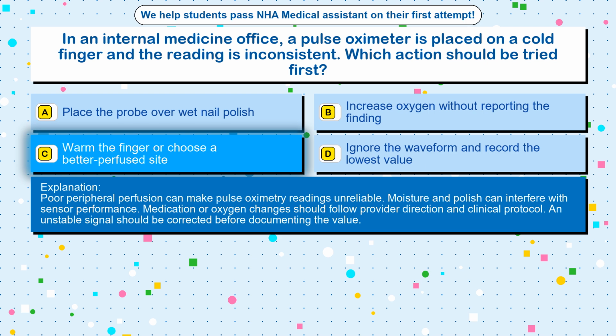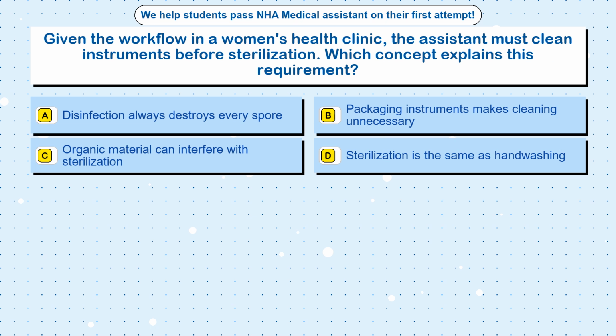Question 100. Given the workflow in a women's health clinic, the assistant must clean instruments before sterilization. Which concept explains this requirement? Option A, disinfection always destroys every spore. Option B, packaging instruments makes cleaning unnecessary. Option C, organic material can interfere with sterilization. Option D, sterilization is the same as hand washing.